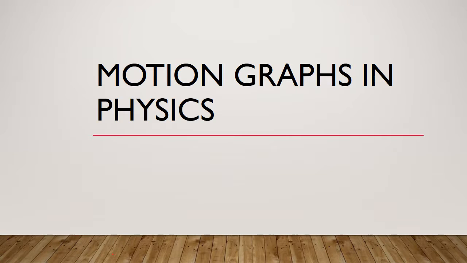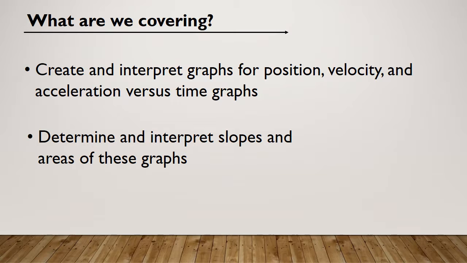Hello, and today we're going to be going over all of the different motion graphs that we use here in honors physics. Specifically, we'll be going over how to create and interpret graphs for position, velocity, and acceleration versus time. And then from those graphs, how to figure out what we can learn from the slope of some of those graphs, and then the area from some of those graphs also.